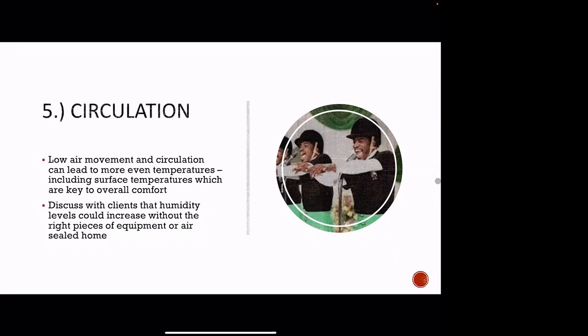Discuss with clients that the humidity levels could increase without the right pieces of equipment or air sealed home, especially in the off seasons, the shoulder seasons, or even the summer, if they are running that fan in the on position. Again, the Infinity system, the Infinity controller, having that control to run that in a low speed or an EC motor set up correctly with the dip switches is very good for helping with this. It also allows you to filter more too.